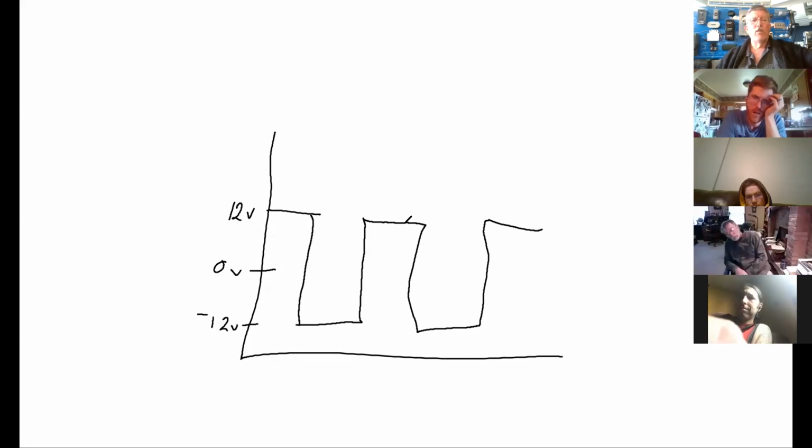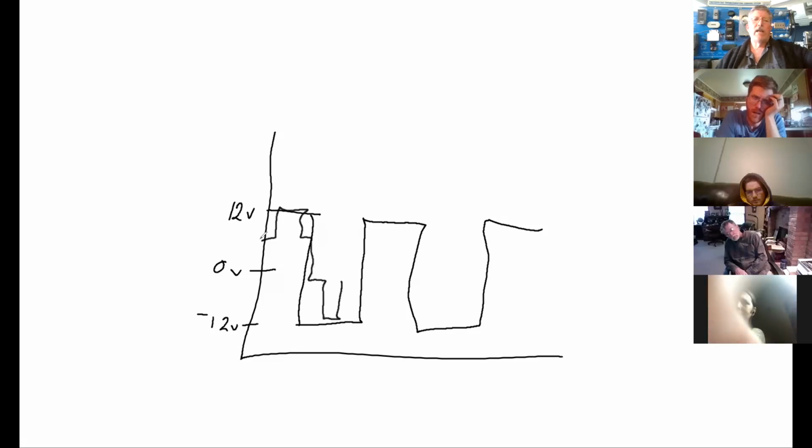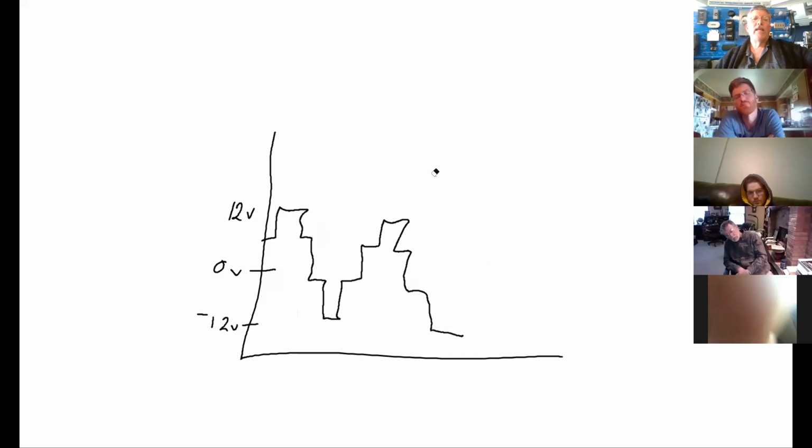So, it was okay for some loads, not good for others. Then they learned that if they step it up in stages, they could better emulate a sine wave. Still not perfect. This was referred to as a modified sine wave. It still had some problems, but it was better. And then, of course, pure sine wave is the best.